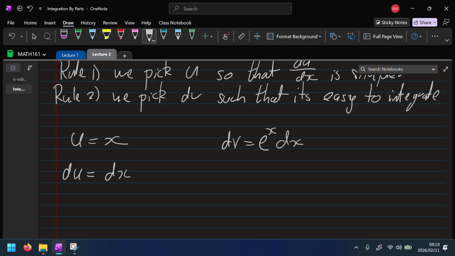Right, du is du by dx. Don't leave that out. Okay, and then on the other side, we have dv, but we want v. So let's integrate. So the integral of dv, that's just v. What's the integral of e to the x? E to the x. Yeah.